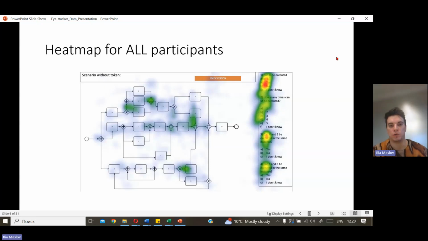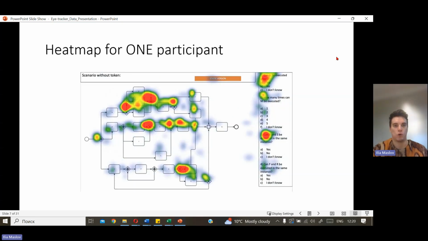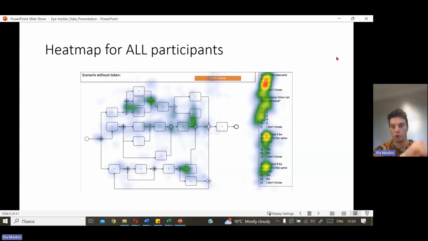Maybe, for example, you want to focus on a specific participant. So then you can do that. You open it for one participant, and then you can see. Sorry, I'm going to show you. In a way, you have differences between one participant and all participants. Yeah. So you need to have both at the same time.